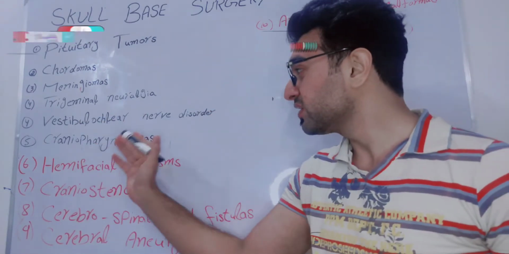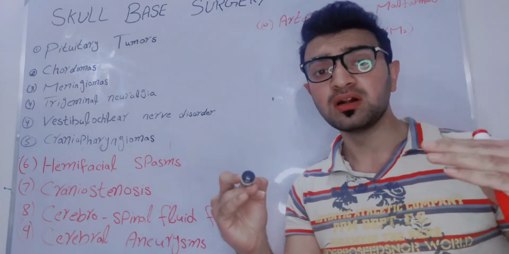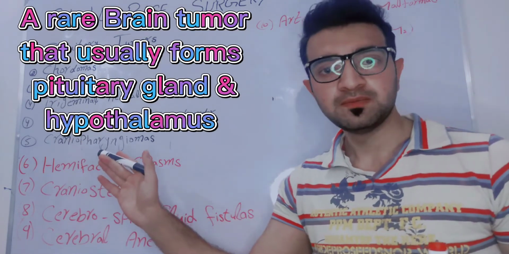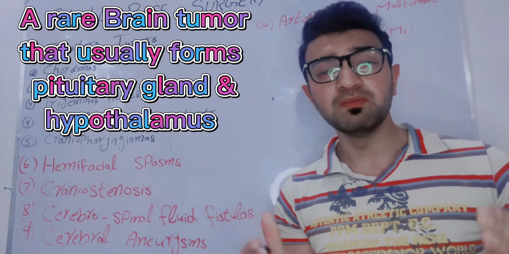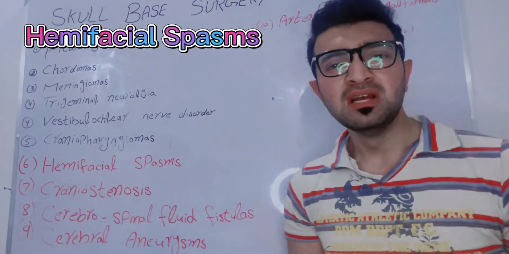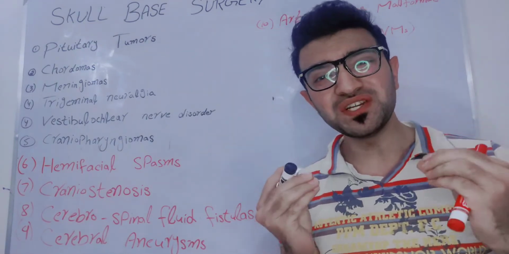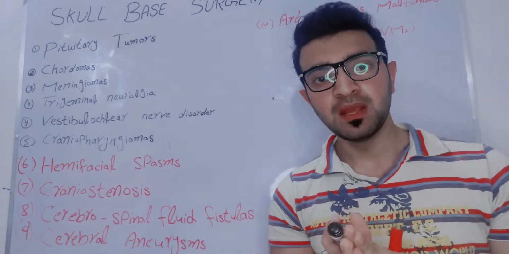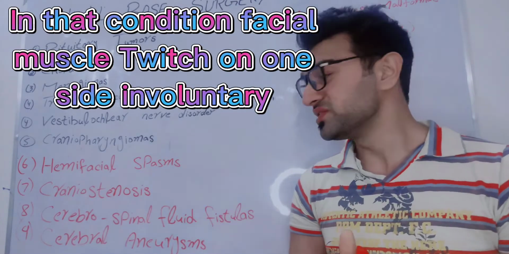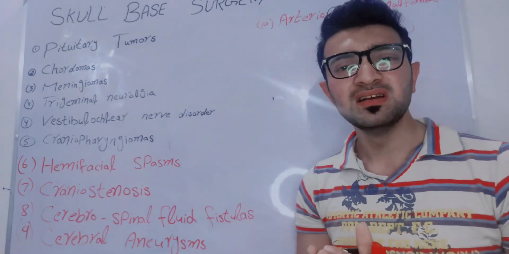The sixth one is craniopharyngiomas. In this type of condition, a rare tumor is produced in the brain, which is called craniopharyngioma. Mostly in this type of condition, we remove the tumor. Number 7 is hemifacial spasm. In this type of condition, the facial muscles twitch on one side involuntarily. For recovery from hemifacial spasms, we perform surgeries. These are included in skull-based surgeries.